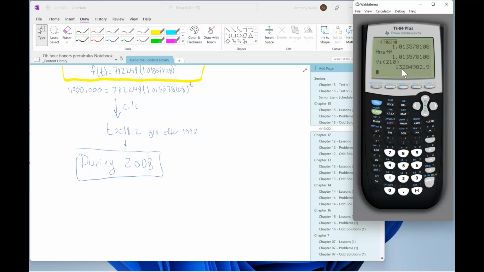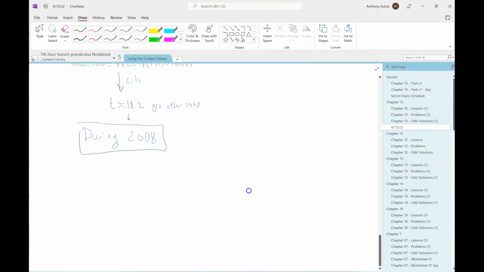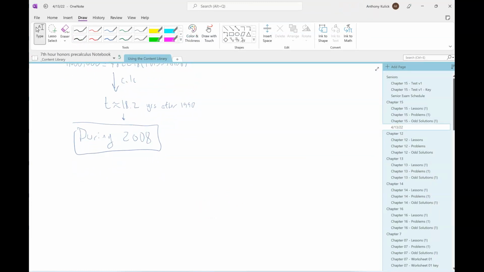Everybody agree with that? So what would be a little bit better of a model would be something that has a built-in upper bound to it that still kind of grows exponentially in between. We have a type of function that does that. It's called a logistic function.